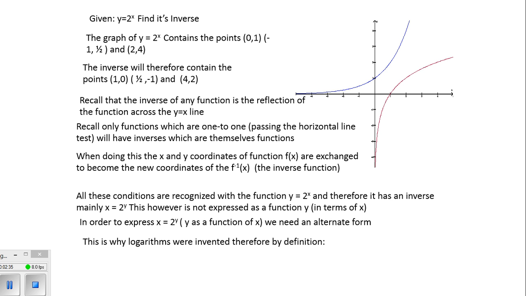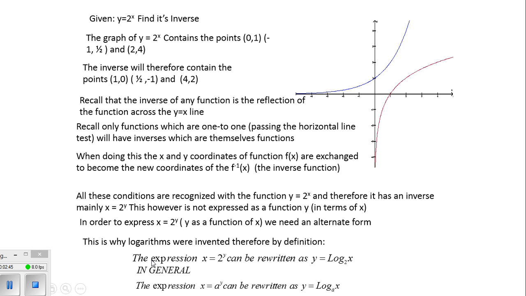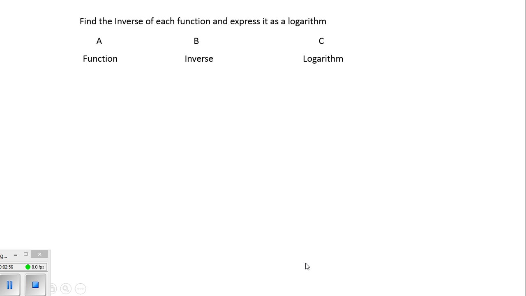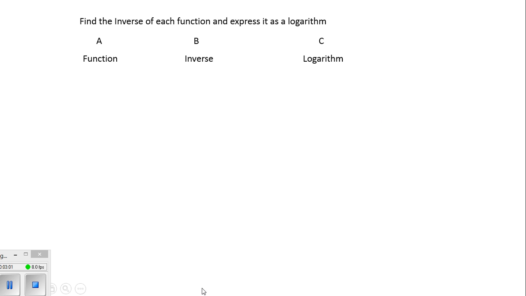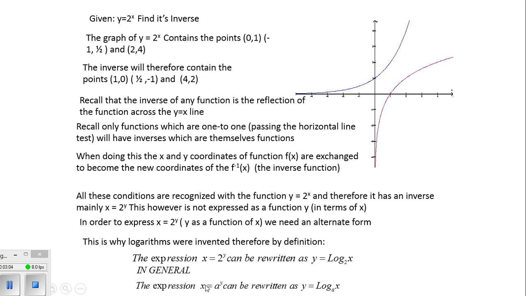So here's a very basic idea which is going to come up again and again, and you need to be solid on this. The expression x equals 2 to the y, which is the inverse of y equals 2 to the x, can be written as y equals log base 2 of x. Or in general, any expression x equals a to the y can be rewritten as y equals log base a of x.